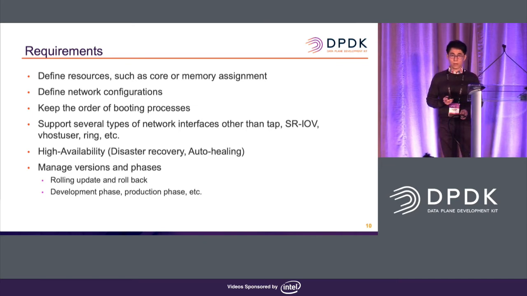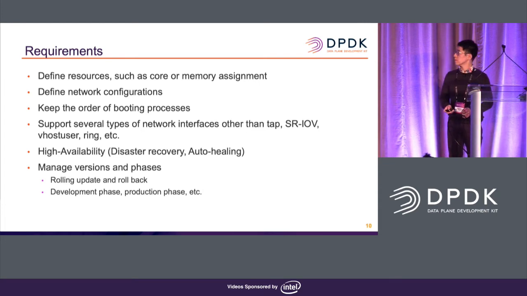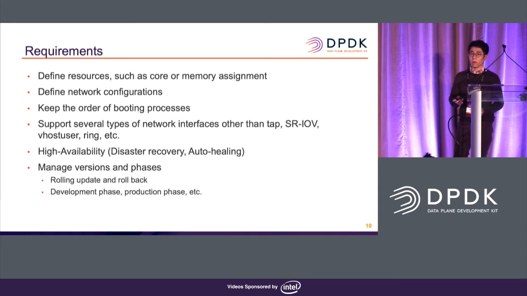And the next one is high availability. And the final one is manage versions and phases. It means we need to implement the rolling update or rollback mechanism properly. Kubernetes already supports these kinds of features, but not for DPDK multiple applications.